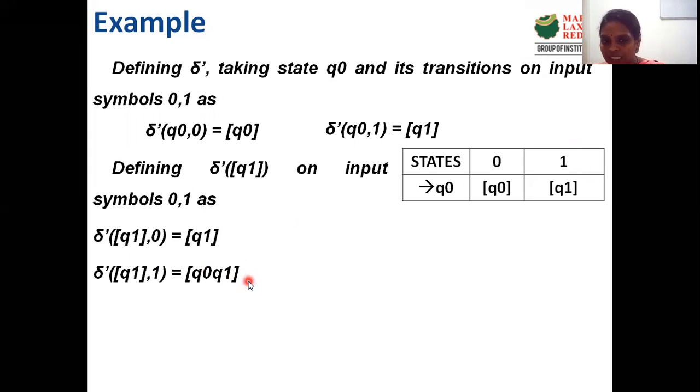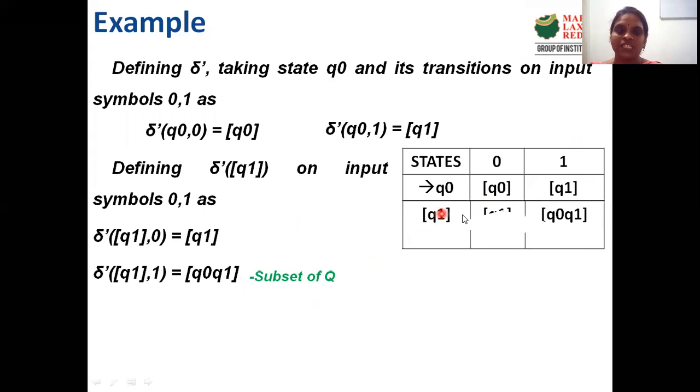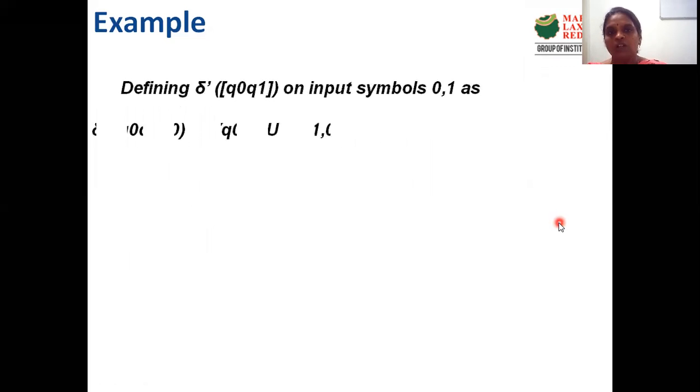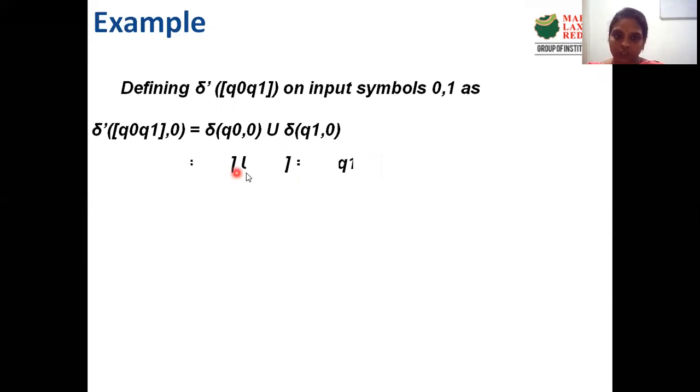So this is a new subset of Q prime, which is one of the power set states. So now updating the transition table here, Q1 on 0 is Q1 and Q1 on 1 is Q naught Q1. Now let us construct the transitions for Q naught Q1. On 0 it is delta of Q naught on 0 union delta of Q1 on 0, where Q naught on 0 is Q naught and Q1 on 0 is Q1, that is Q naught Q1 again.